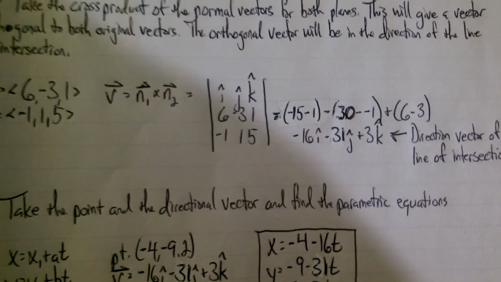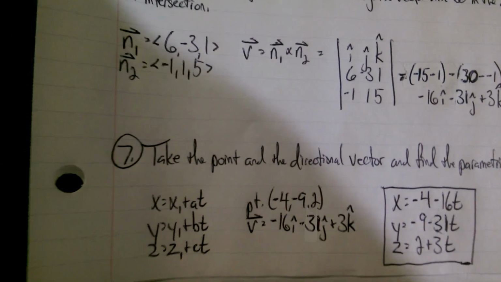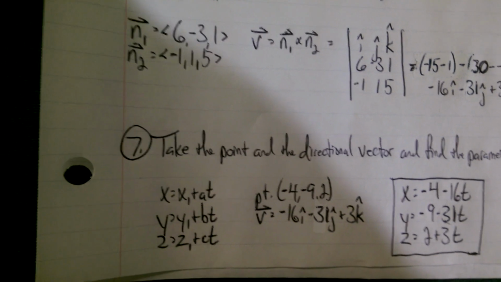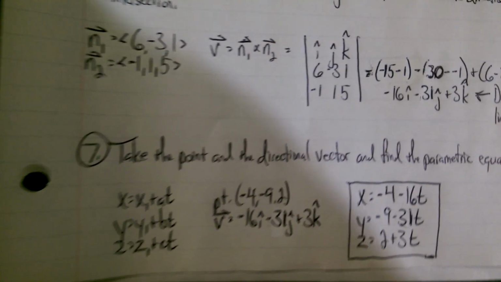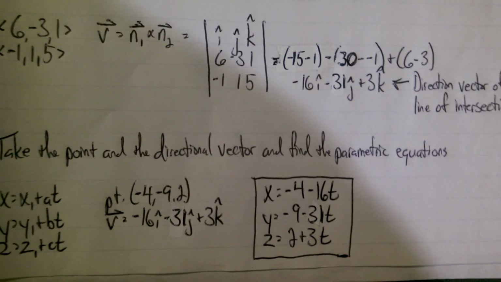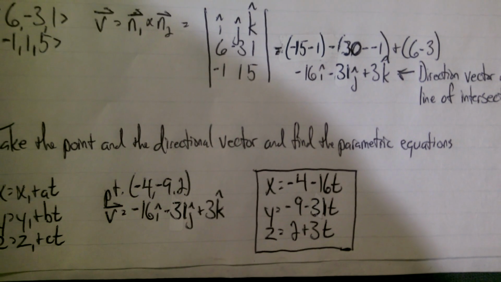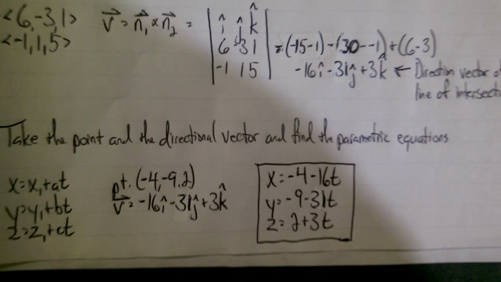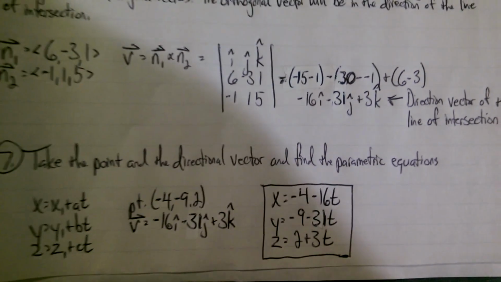Now that we've done that, we take the point and the directional vector, and we find the parametric equations. As a reminder, for the parametric equations, x equals x1 plus at, y equals y1 plus bt, and z equals z1 plus ct. So we have our point, we have our vector, we plug those in, and we have a set of parametric equations. x equals negative 4 minus 16t, y equals negative 9 minus 31t, and z equals 2 plus 3t. Now we could end there, but we want to ensure that the equations we have work.